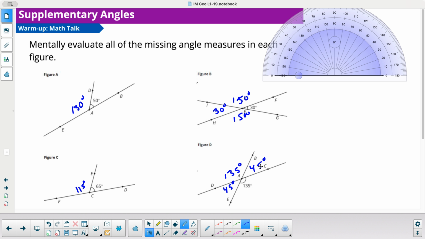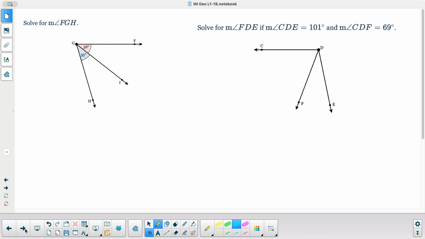All right, before I move on to the next slide, I want you to take a quick look, particularly at figure B and figure D. These are both 150, and these are both 30. So when I have two lines intersecting and going all the way through, forming an X, the angles across from each other have a special name that we'll talk about in a minute, but they're always congruent. Same idea here. These 45s are congruent. These 135s are congruent. So these angles across from each other, not adjacent to each other, will always be congruent.